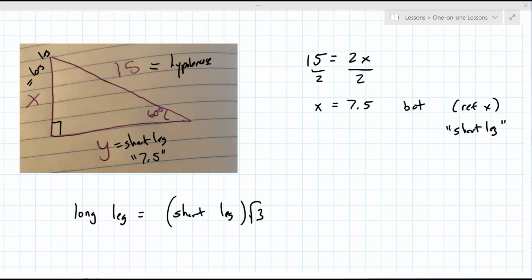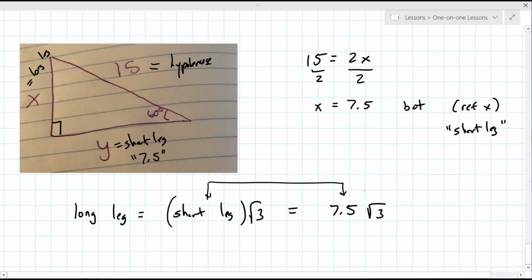Now, sometimes you can't do anything with it, and you just leave it as is. So like the short leg is 7.5 times the square root of 3, because this is 7.5, and you just can't do anything with it.